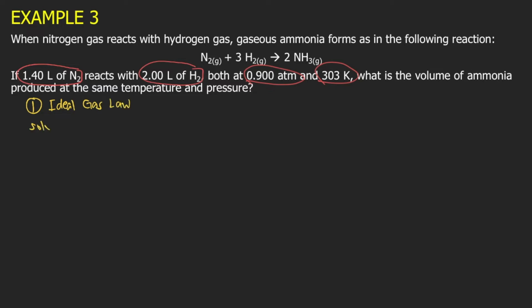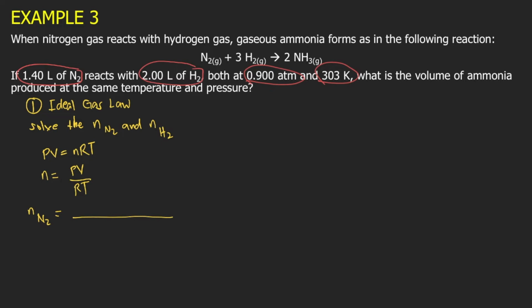So we will be solving for the moles of N2 and the moles of H2. The ideal gas equation is PV equals nRT. If you rearrange the equation to solve for the moles, moles is equal to PV over RT. So let's solve first the moles of N2.